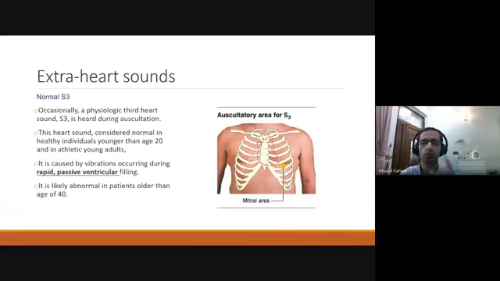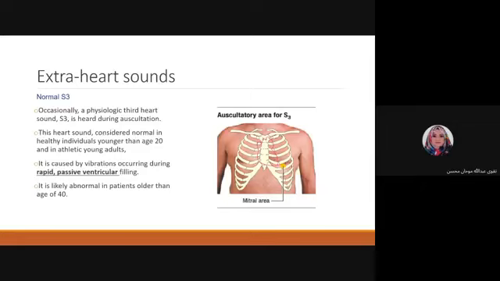Imagine we have a jug of water, and it has a high volume, and we can evacuate it rapidly to another. So as far as the volume of this jug is higher, the sound will be more augmented. So what are the physiological causes that produce the third heart sound, other than young age and athletes?